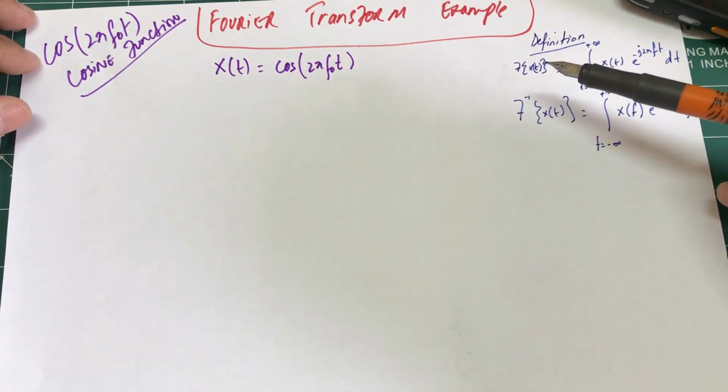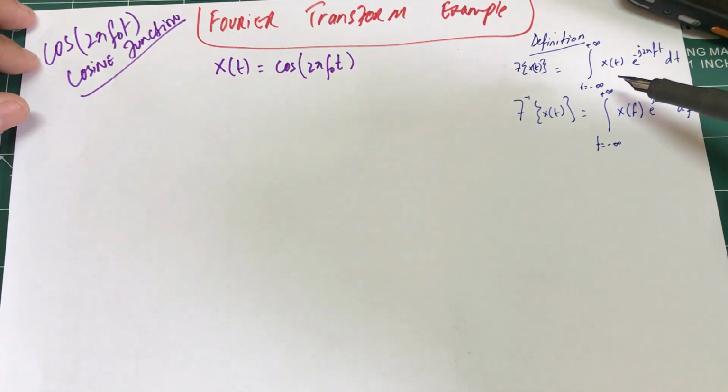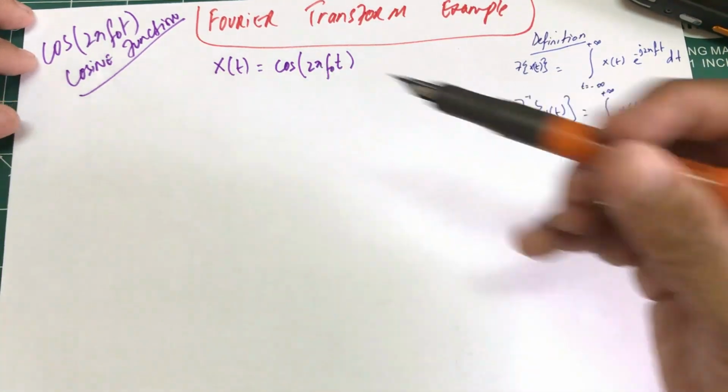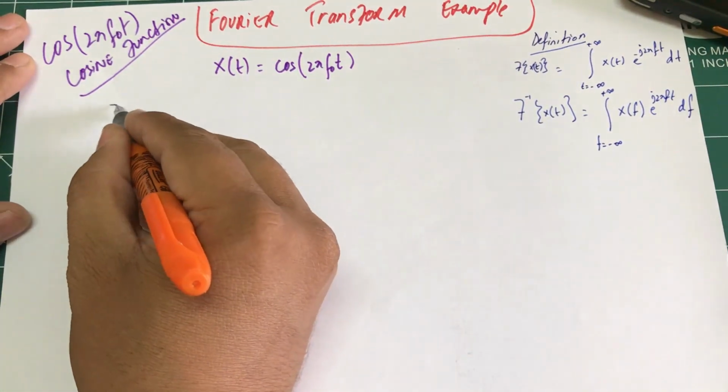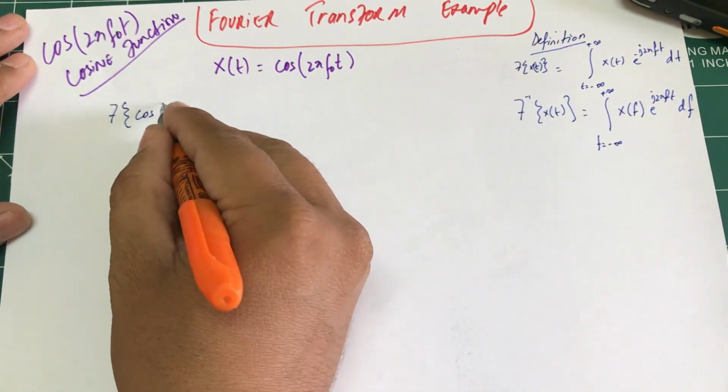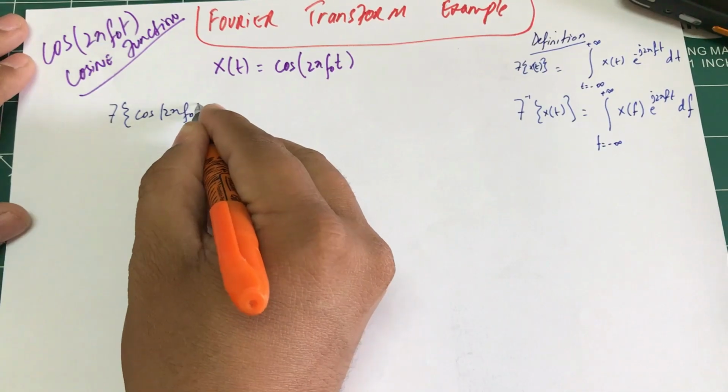Okay. So we're going to start off with the basic definition of our Fourier transform. If I want to find the Fourier transform of any function, I will take that function, multiply it by e to the negative j 2 pi ft dt, and integrate as t goes from negative infinity to positive infinity. So we're going to do exactly the same thing. Here we're going to compute the Fourier transform of cos 2 pi f naught t.